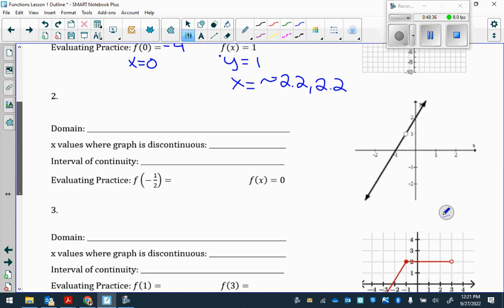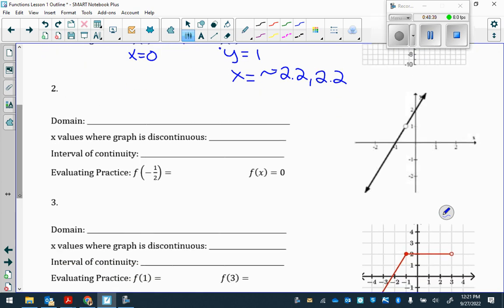I haven't heard from half of you today. Number 2. What's our domain? Yep. Careful. An estimate is okay. An estimate is okay. Good. Okay. So -infinity to -0.5, would that have a parenthesis or a bracket? Parenthesis. And then what do I have to include again? U. And then?